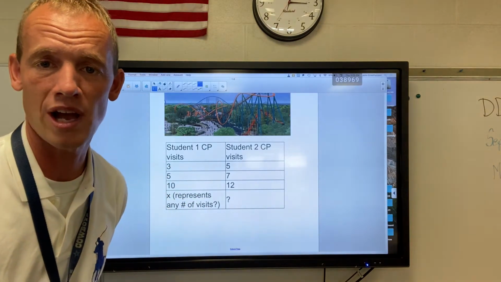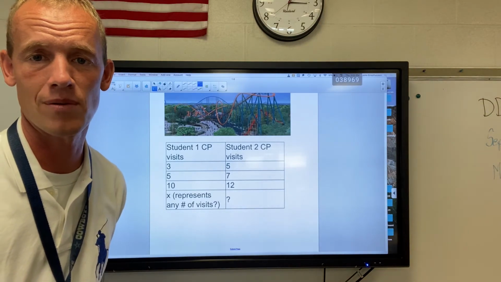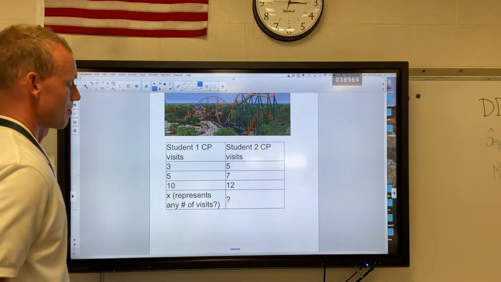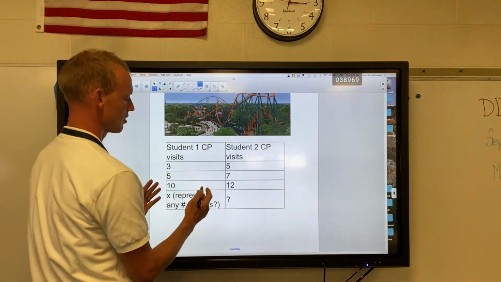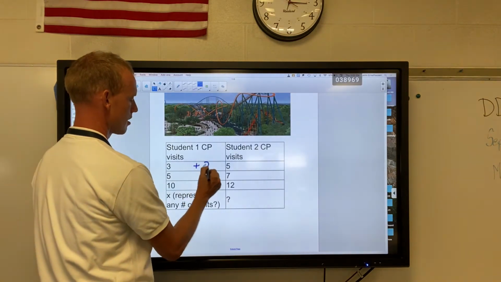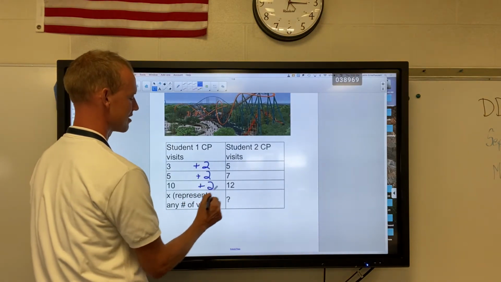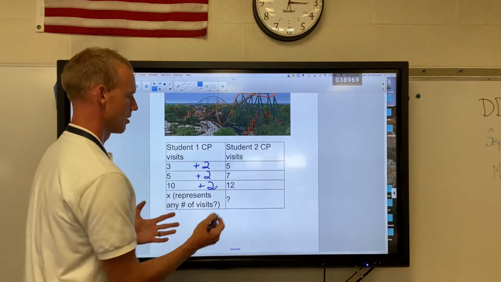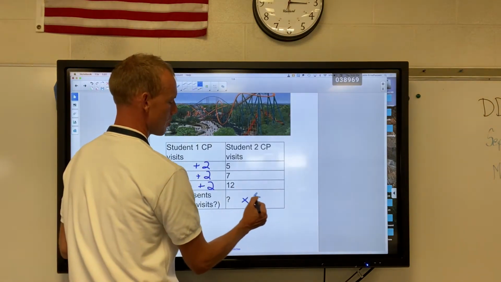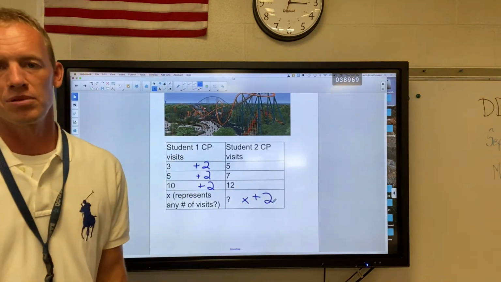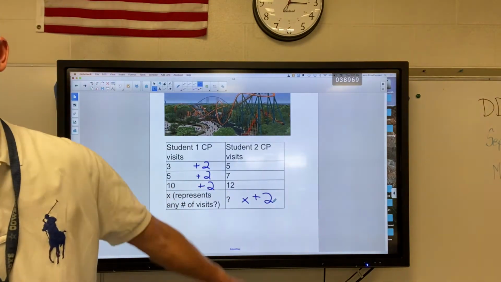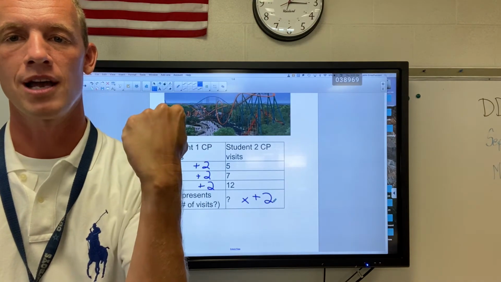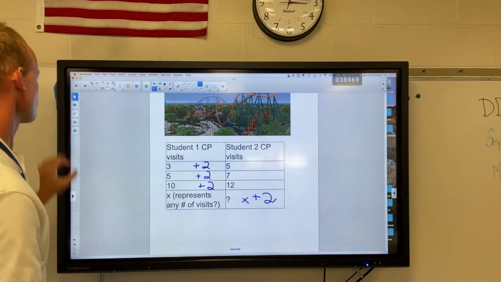So this would be a time where you could try it on your whiteboard, pause the video and see if you get it right. So I would pause it now. Okay. Now you're back with me. If X represents student 1, is there any pattern here? The pattern is that we're always adding 2. So if X represents any amount of times that student 1 goes, student 2 would simply be X plus 2. That's an algebraic expression because it has two things. It has a variable and it has an operation. Mind blown.